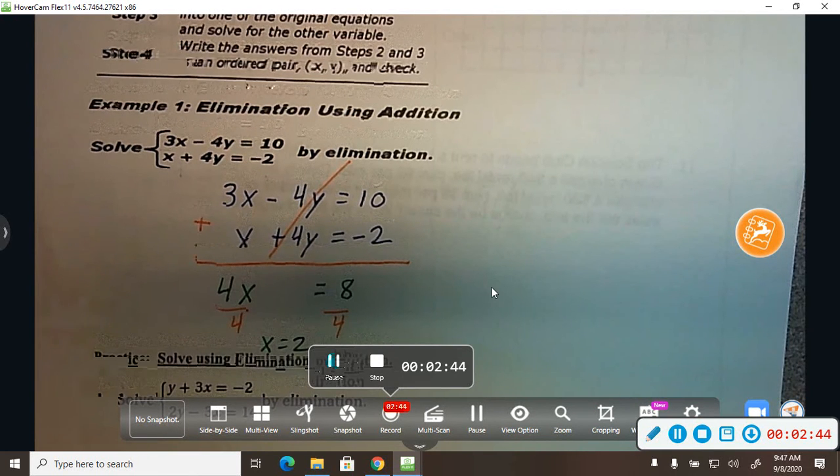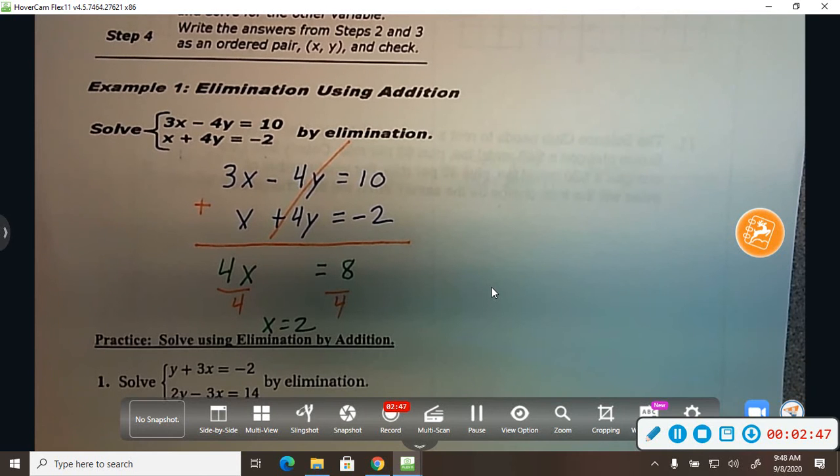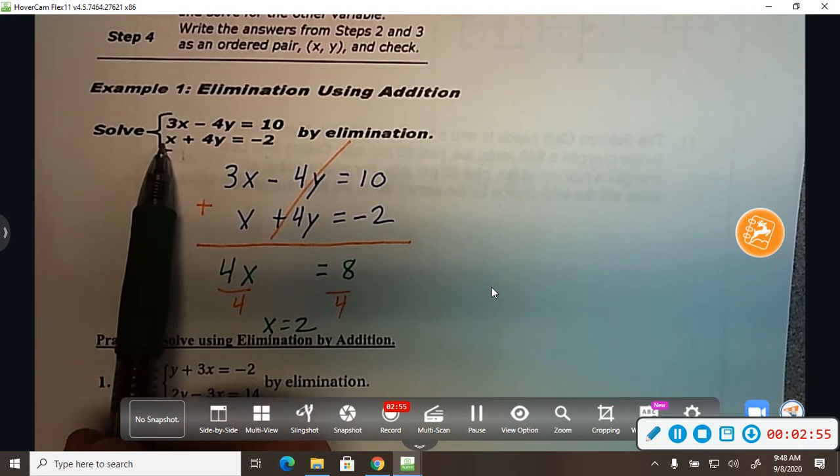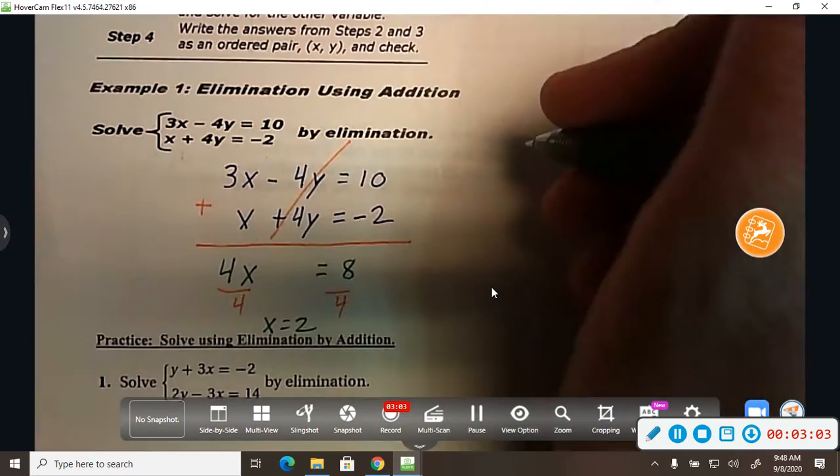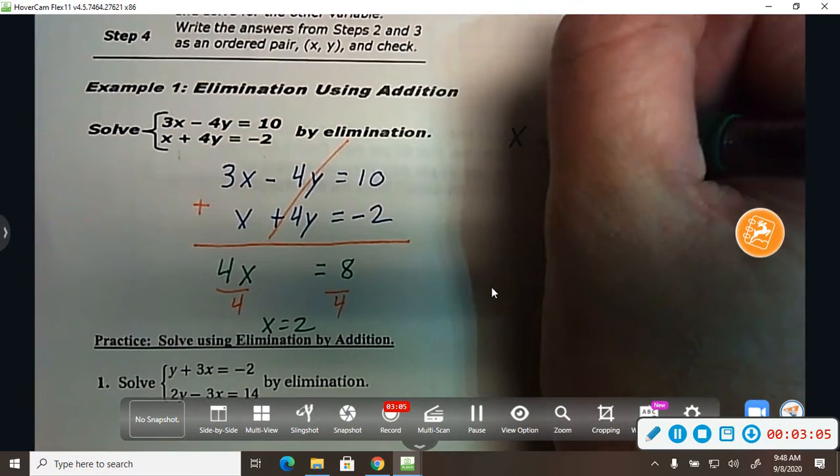So we know x is 2. And so step 3, substitute the value into one of the other equations and solve for that other variable. So your choice, you could use the first or second equation. I think the second one would be easier because I could just put 2 here. So I'm going to pick this one. You could pick the first one.